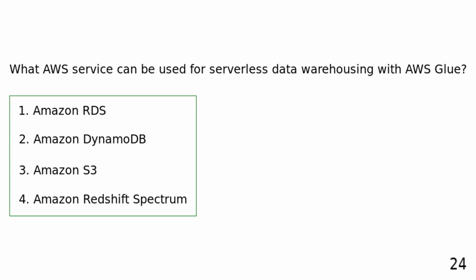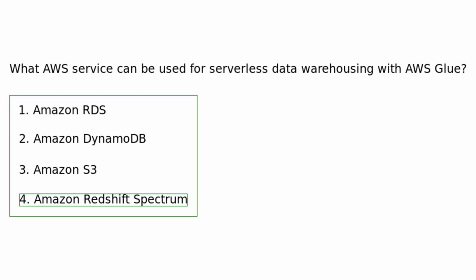What AWS service can be used for serverless data warehousing with AWS Glue? Amazon RDS. Amazon DynamoDB. Amazon S3. Amazon Redshift Spectrum. The correct answer is Amazon Redshift Spectrum. Amazon Redshift Spectrum can be used for serverless data warehousing with AWS Glue, allowing users to run queries directly against data stored in Amazon S3 without the need to load it into Redshift first.